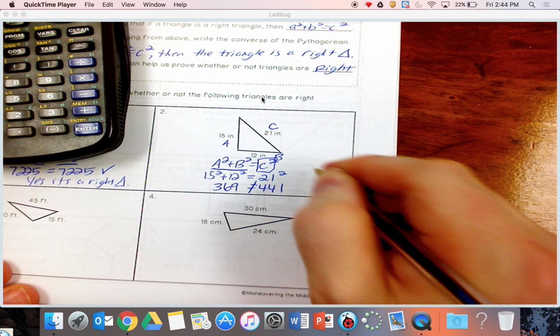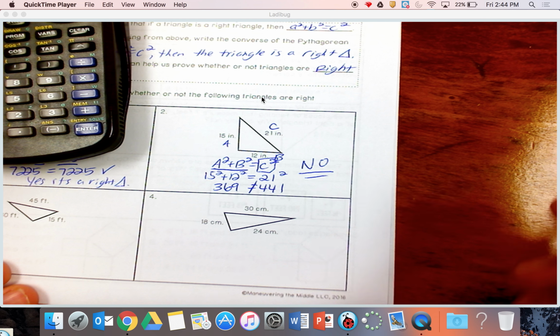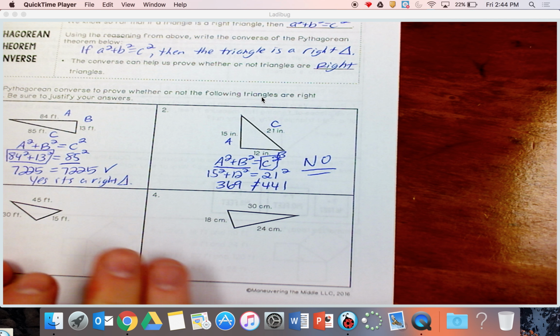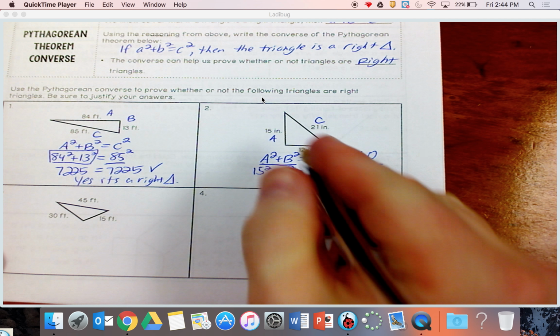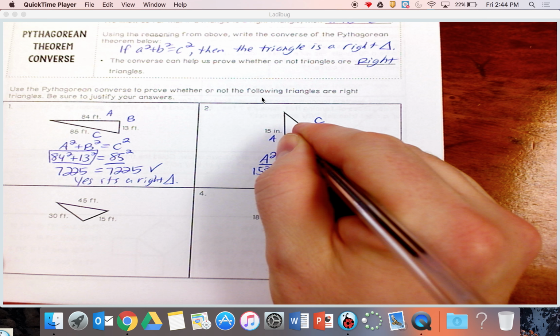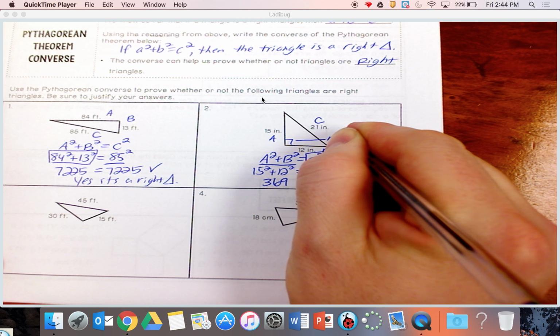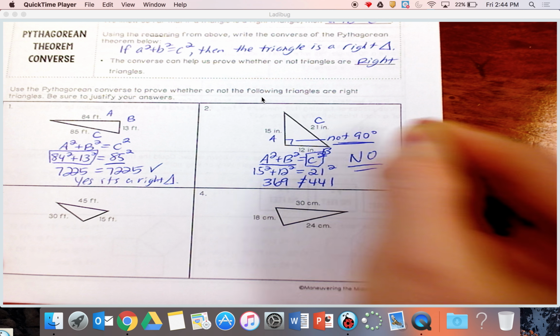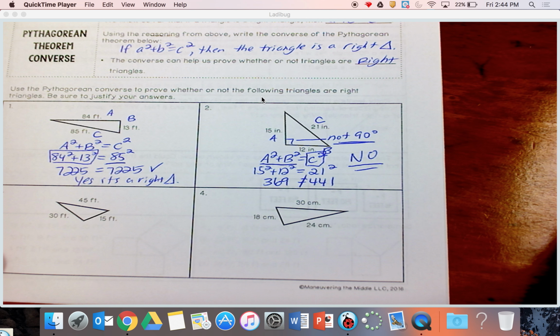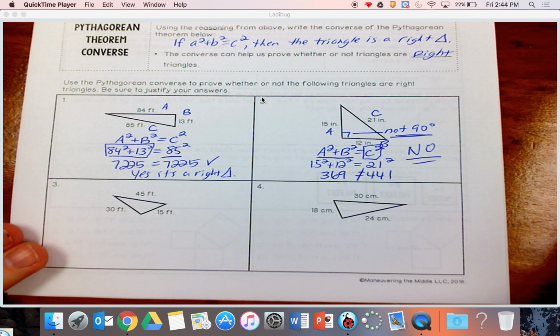Those don't match up, so we say, no, that's not a right triangle. So we know that it is not a right triangle. We know that this angle is not 90 degrees. Okay? Number 3, let's take a look at this one.